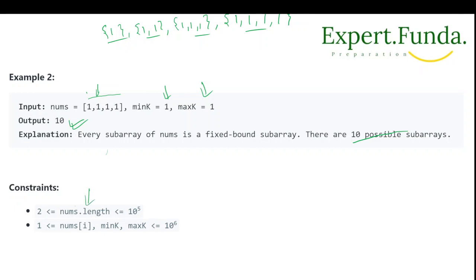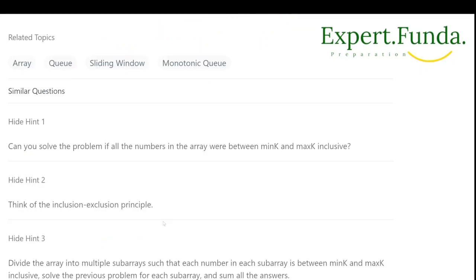Num slot length is greater than 2 and less than or equal to 10 to the power 5, and num of I is greater than or equal to 1 and minK, maxK is less than or equal to 10 to the power 6. So this topic is related to array, queue, sliding window, or monotonic queue, right? I have already uploaded videos based on array, queue, sliding window, and monotonic queue, and if you are following us, then you will see this as a very easy question.